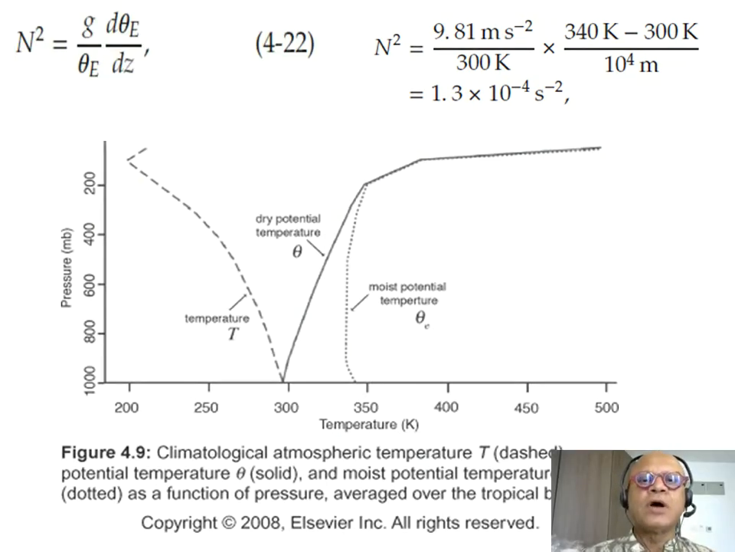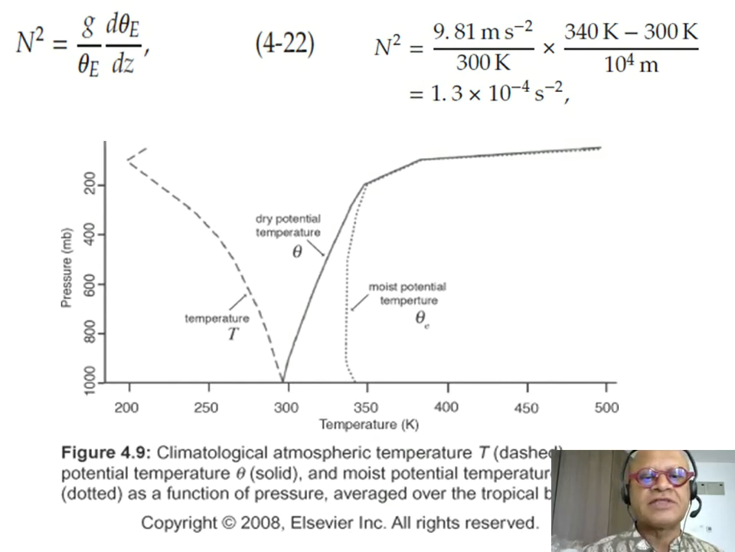Okay, so we defined the buoyancy frequency as N squared equals g over theta_e times d theta_e dz, where theta is the dry potential temperature and e is of course still the environment. d theta_e dz is the dry adiabatic lapse rate in potential temperature. We see that here, we saw before.